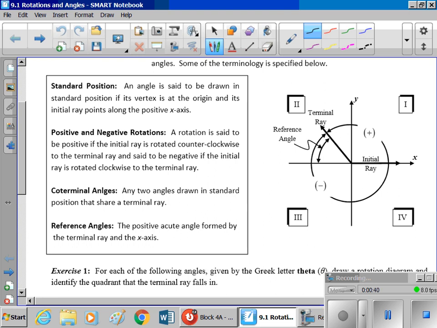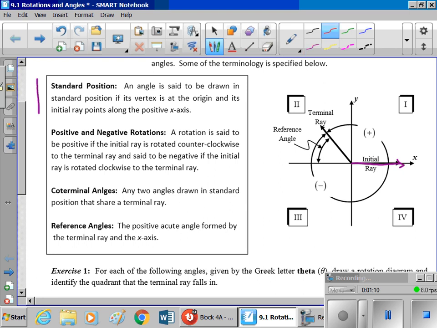Okay, so standard position is any angle where the initial ray, which I'm going to do in purple here, because purple is my favorite color, is drawn on the positive x-axis. So this angle that we have here has an initial ray on the positive x-axis, which means that it's in standard position. Okay, from there, you can rotate to get to the terminal ray either positive or negative.